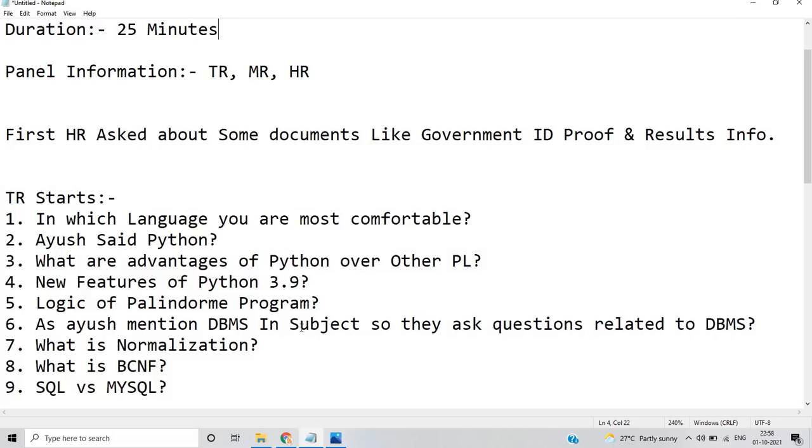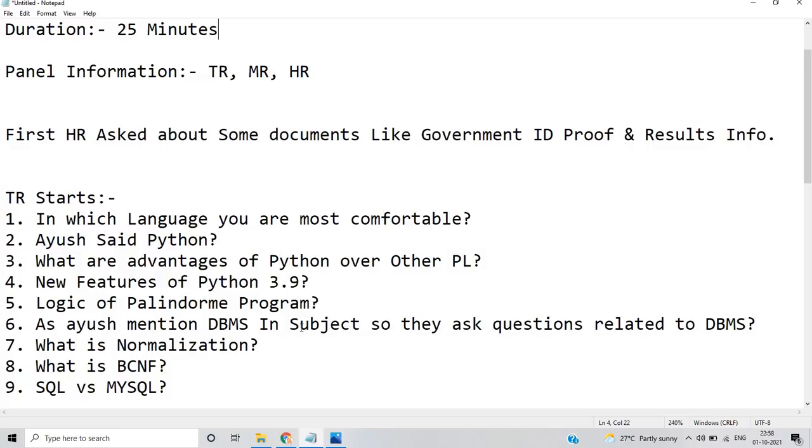Then they asked about the new features of Python 3.9 and the logic of a palindrome program. They didn't want Ayush to share his screen. They just wanted the logic of the palindrome program.